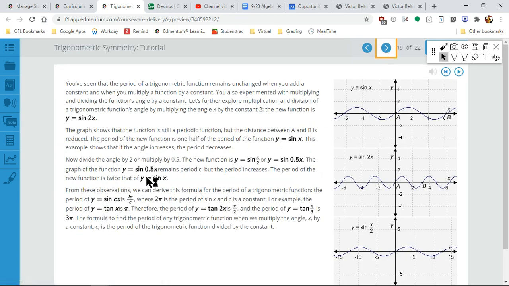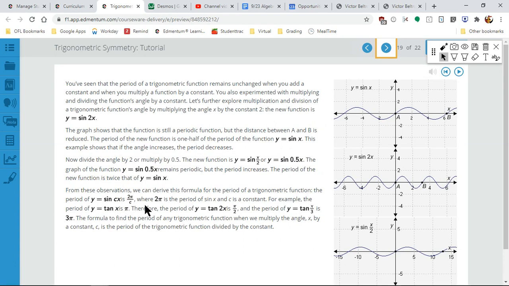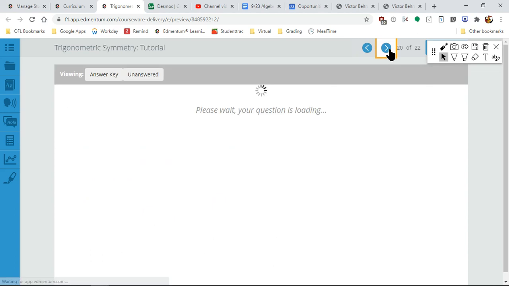So this is talking about how it changes our period. It's this idea of 2 pi divided by c, and that c comes from what I did over here. Oh, actually, I don't know where they got c. I call it b. Oh yeah, c. Wait, no. I have no idea what they're doing. That's weird. I would call it b. That's just Edmentum being Edmentum. I'm sorry, guys. So we're just going to divide it by whatever is being multiplied by that x.